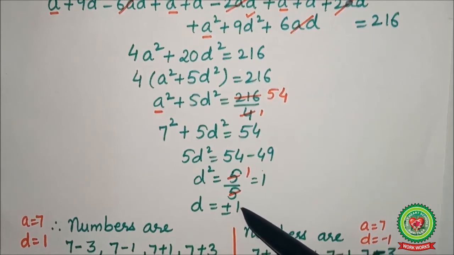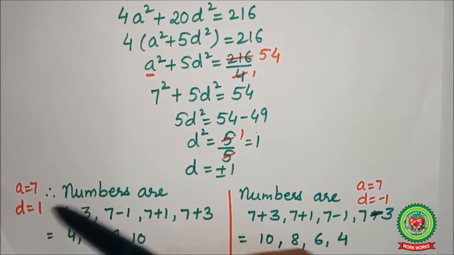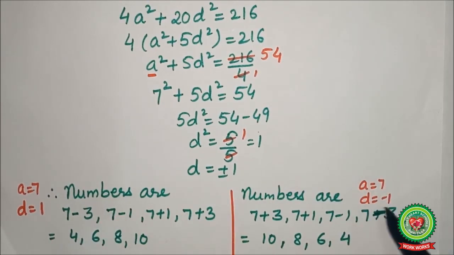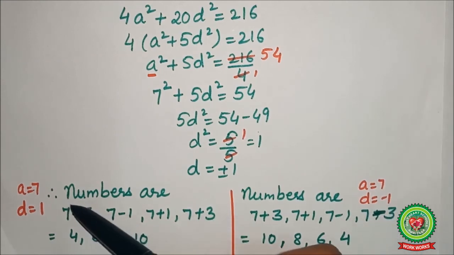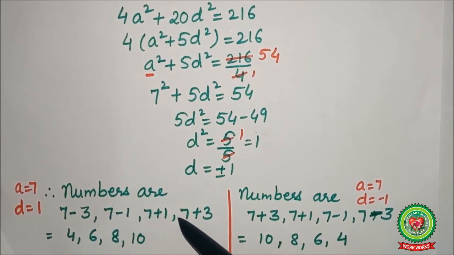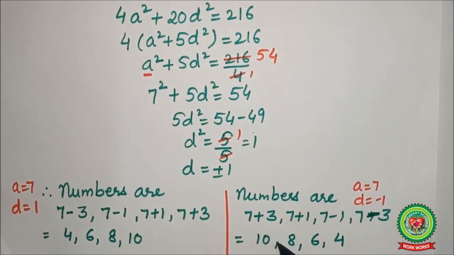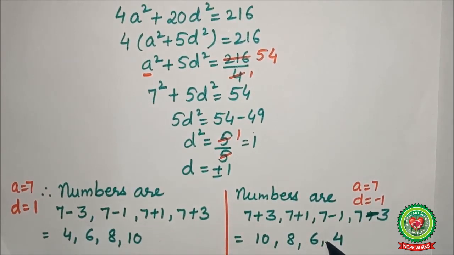Again, we have to consider both the cases. When a is equal to 7 and d is equal to 1. Second, when a is equal to 7 and d is equal to minus 1. So numbers are 7 minus 3 into 1, 7 minus 1, then 7 plus 1 and 7 plus 3. So numbers are 4, 6, 8 and 10. Similarly, when you solve with d is equal to minus 1, you will get the same numbers but in the reverse order. So required numbers are 4, 6, 8 and 10.